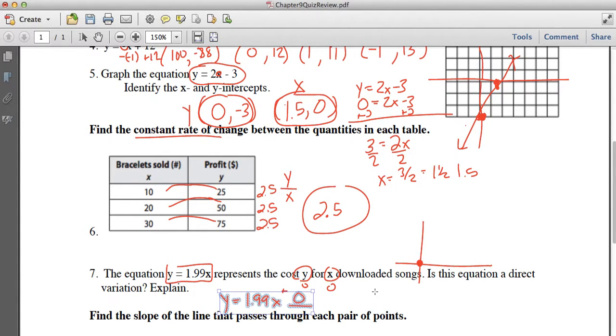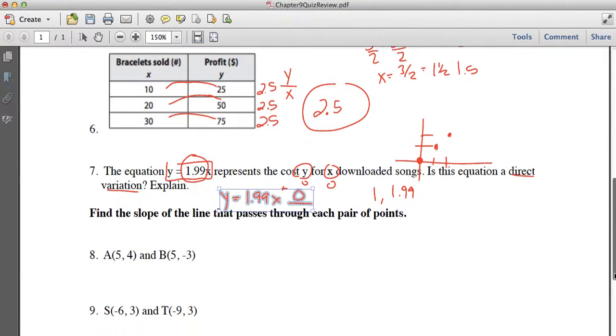So if I graph that, 0 songs cost $0. And if you buy 1 song, it's going to be $1.99. So 1 song is $1.99. 2 songs is going to be $4.98. No, not $4, $3.98. So it is a direct variation. For 1, it passes through the origin at 0, 0, and also there's a constant rate of change of 1.99. So that's a good explanation for number 7.